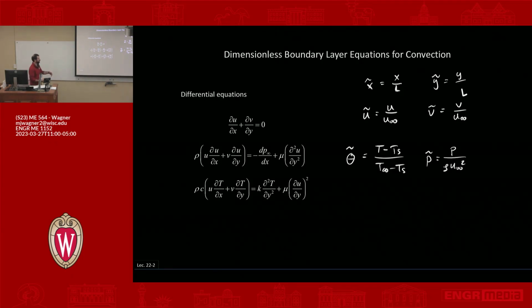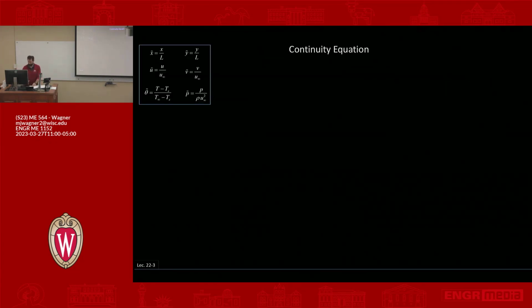We want to then go through and substitute these things into these equations and get normalized versions. For the sake of time, I'm going to show you how we do this for the continuity equation, and then I'll just give you the normalized ones for the other equations. OK, so continuity says what? Partial u with respect to x plus partial v with respect to y is equal to 0.